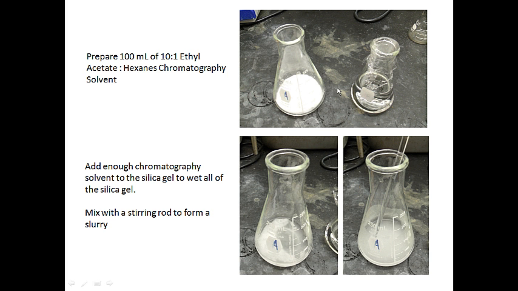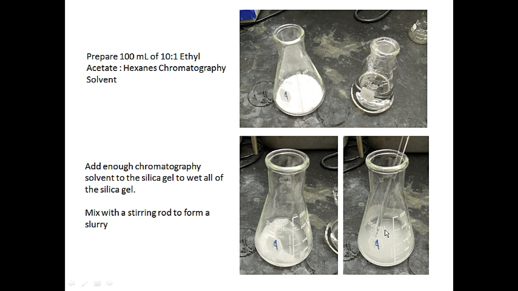You're going to pour in enough of that solvent to wet all of the silica gel that you just weighed out. And then you're going to go ahead and mix this to form a slurry with the stirring rod. And by a slurry, I mean it'll just be kind of a wet mixture of silica gel. Silica gel won't dissolve. And so we need to add enough to make sort of a slurry that we can pour, but not so liquidy that we're going to fill up the column.